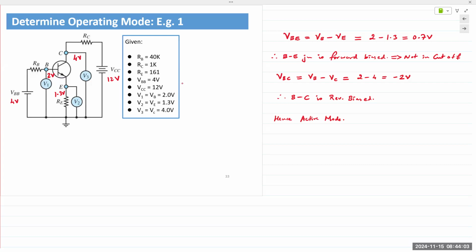Let's check saturation. If the transistor is saturated, then VCE would be less than 0.4 volts, typically around 0.2 or less. Okay. So to test saturation, VCE would be less than or equal to 0.4 volts. And I said typically around 0.2 or less.